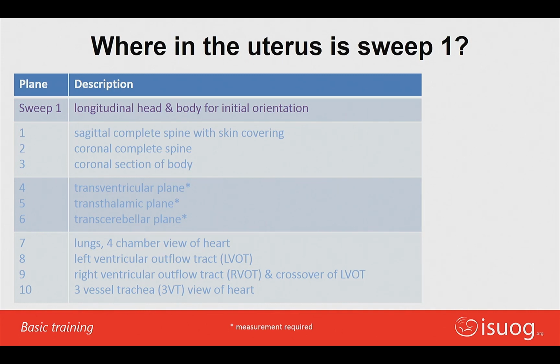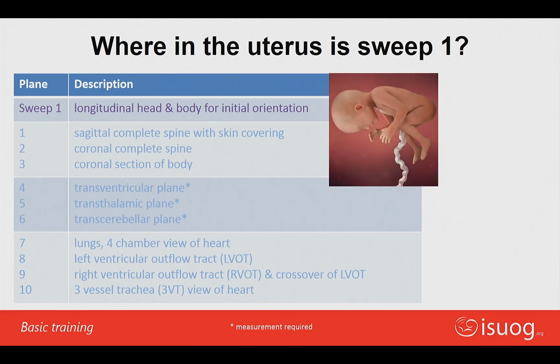So what we're going to do to start with is we've got to find how the baby or the fetus is lying in the uterus, because what we want to do in our first sweep, before we start doing our cross-sectional planes, is actually look at the longitudinal lie of the fetus for initial orientation, and to see whether the baby's alive to start with. So that's all very well, but we've actually got to find where the baby's lying in the uterus to start with. So how do we approach sweep one? So the baby can be in all sorts of positions.